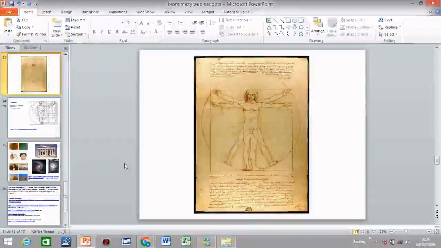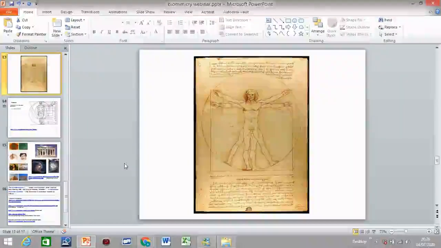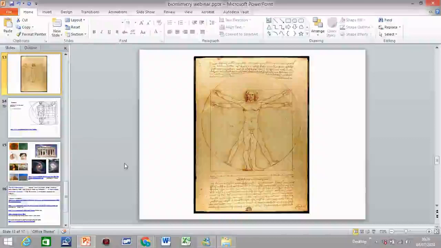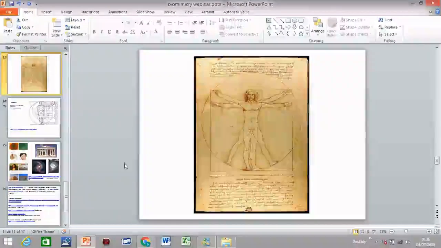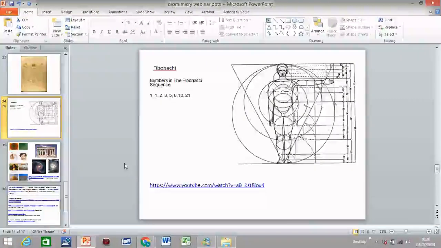This is Da Vinci's sketch of the Vitruvian Man, based on the Roman architect Vitruvius, and it's apparently a perfect representation of the human body in proportion. Then there's the Fibonacci sequence, which you may or may not have covered in maths already. If you look at the proportion there, it's 1, 1, 2, 3, 5, 8, 13, and 21. And we can actually find this proportion in the human body, and throughout nature.